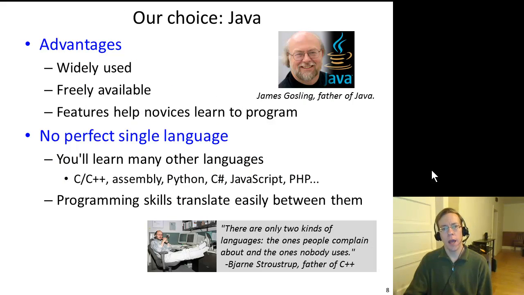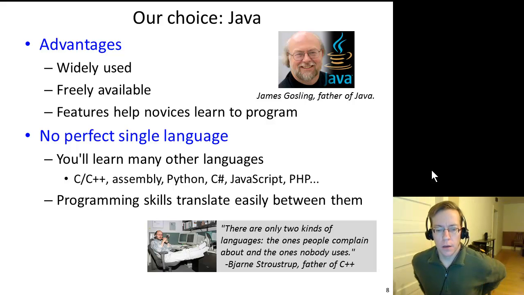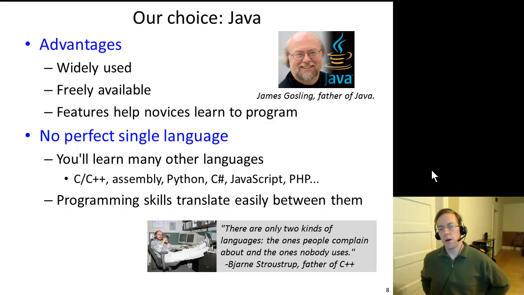And it has certain advantages. It's widely used. It's also freely available. You don't have to pay to download Java from Oracle. And Java has some nice features for novices. It has features that make it easy for novices to learn and don't distract novices with a lot of low-level details. Those are some of the advantages, and there's the inventor of Java up there in the upper right. There's really no perfect language.